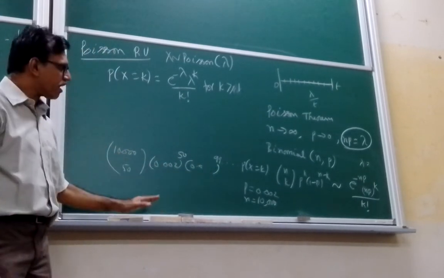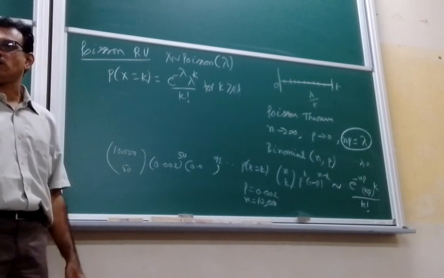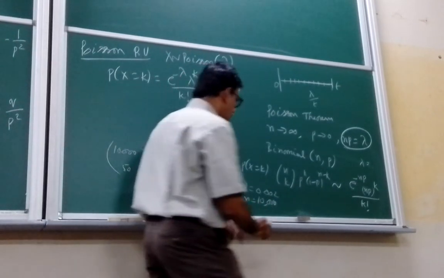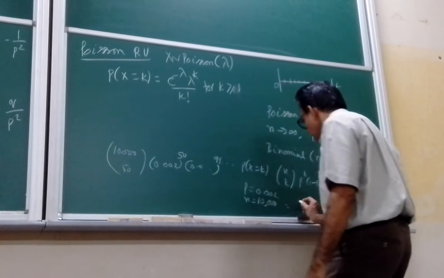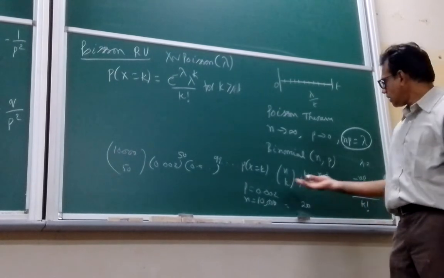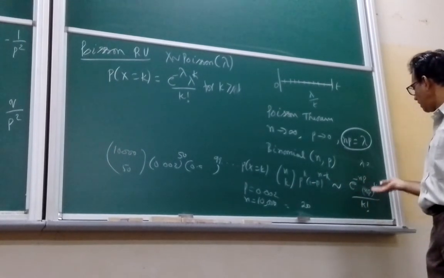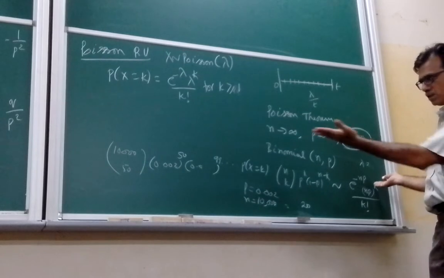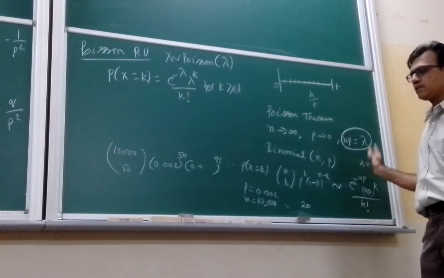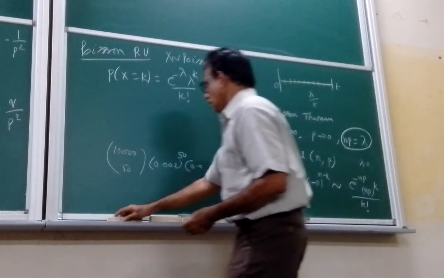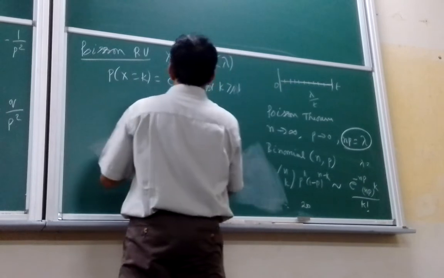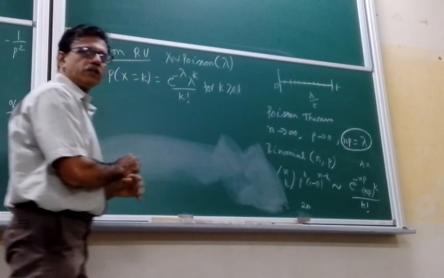So instead of that, you can invoke the Poisson expression, which is much easier. What is the product of this one? This is 20, is it? So that's it. You can put e power of minus 20, 20 power 50 or 5, whatever you want to compute, by 5 factorial. So this is much easier. This is the Poisson expression for this one.